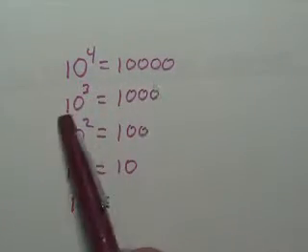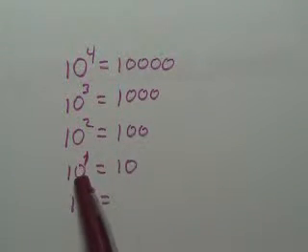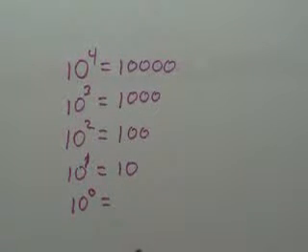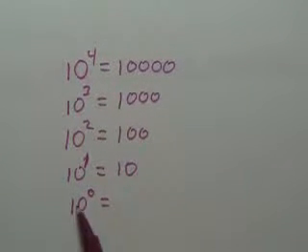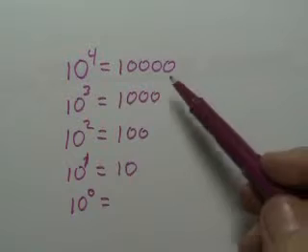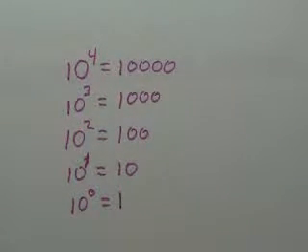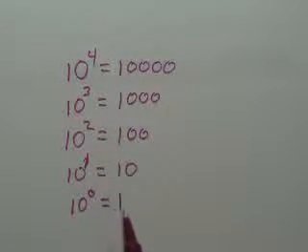Ten to the fourth, to the third, to the second, 10 to the first, and now we have 10 to the 0 power. So how much is 10 to the 0 power? Look at the pattern. The answer is just 1. 10 to the 0 power is 1. Matter of fact, anything to the 0 power is 1.